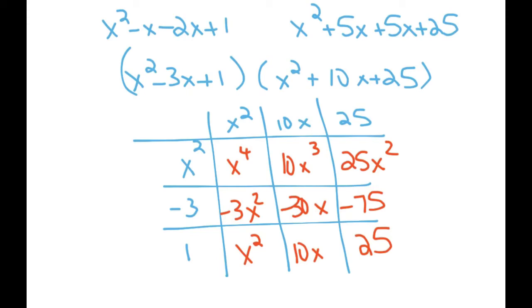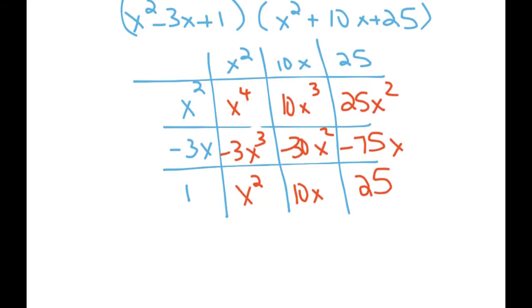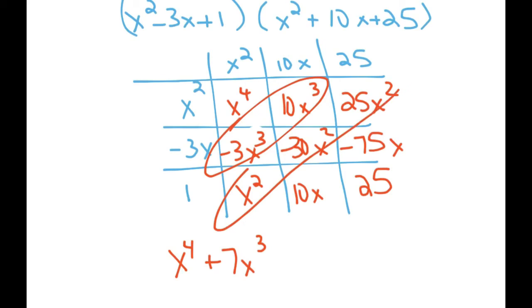Of course, I wasn't careful. This should be an x, so that shouldn't be x squared. That should be x cubed, x squared, and then that's an x. Now I'm good. All right. So my biggest term is x to the fourth. Then I have plus 7x cubed when I add those together. 1, negative 30, and 25 is going to be negative 4x squared.